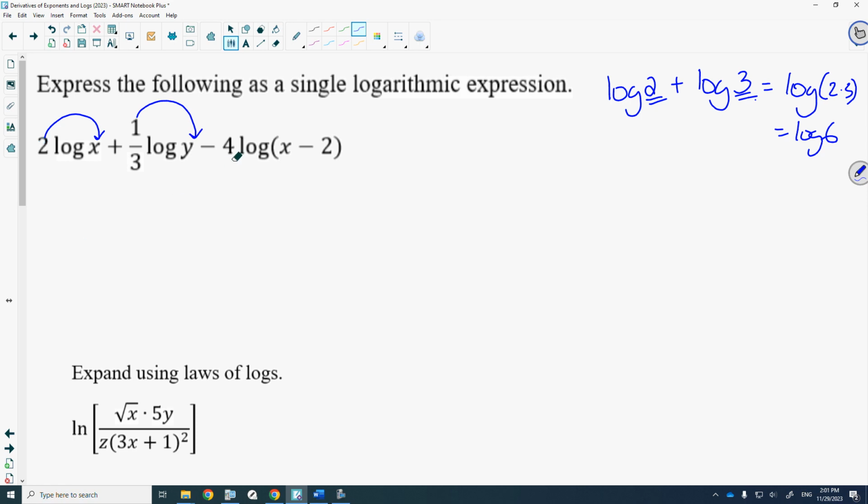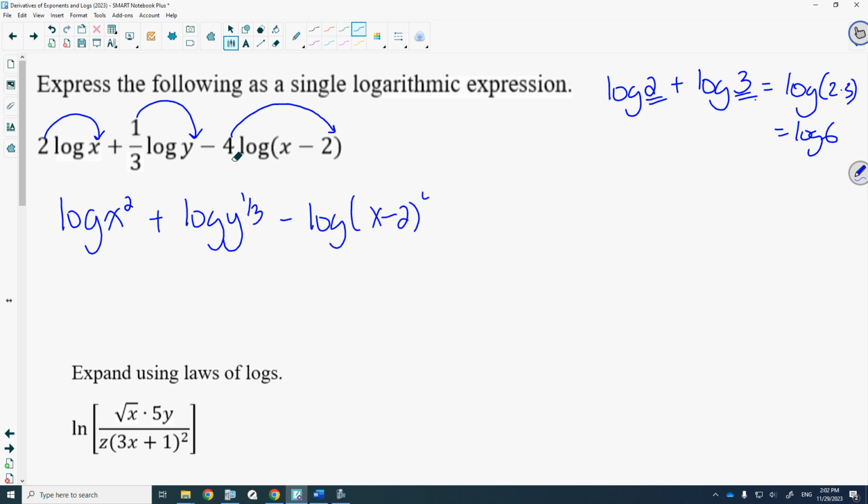And this 4, we're going to get rid of the 4 by putting it on the x minus 2. So I would have the log of x squared plus the log of y to the 1/3 minus the log of x minus 2 to the power of 4. This is equal to, I've got a log base 10, log base 10, log base 10. I could join these all into one log.